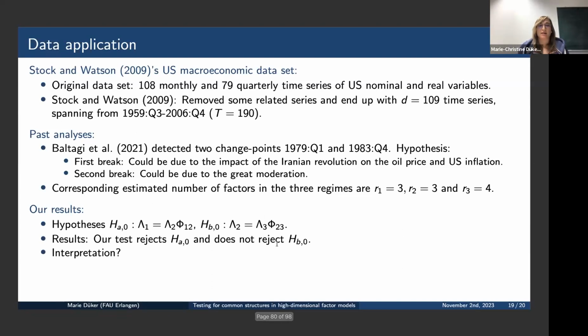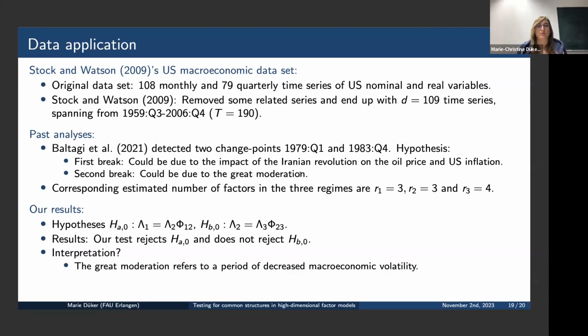So, as an interpretation, going back to what Baltaghi hypothesized, they said that the second break might be due to the Great Moderation. The Great Moderation refers to a period of decreased macroeconomic volatility. For example, in the United States, that started in the 1980s, and one could observe that the standard deviation of the quarterly GDP declined by half, and the standard deviation of inflation declined by 2/3, and so on.